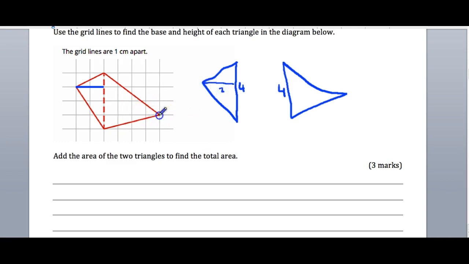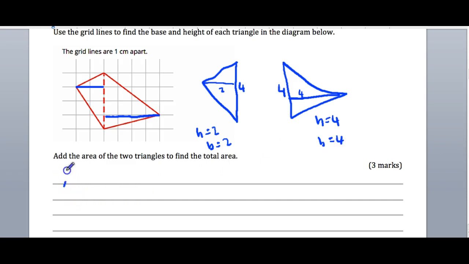And this triangle is here. That's 1, 2, 3, 4. It's also 4. So you can just say your height for this one is 2 and your base is 2. This one here, height is 4 and your base is 4.